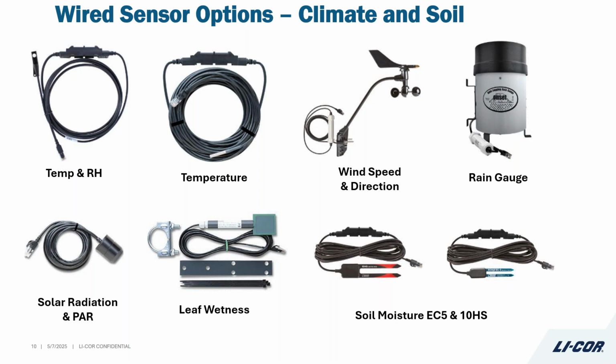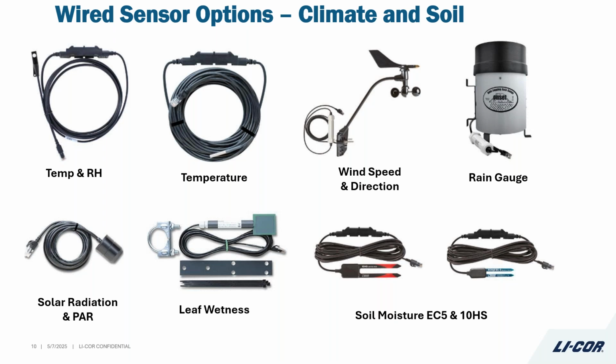Wind speed and direction just gives you an overall knowledge of, hey, can I spray today? What's the wind direction looking like? The rain gauge as well, very important to be able to know how much rain you're actually getting on site rather than just looking up and trying to see how much rain the county got in a given day or in a given period. Solar radiation and PAR sensors we have available in our wired sensors, leaf wetness, and we have 2 options for soil moisture.